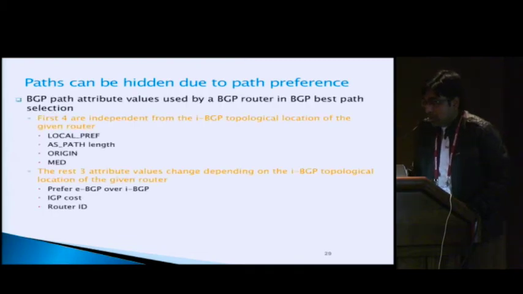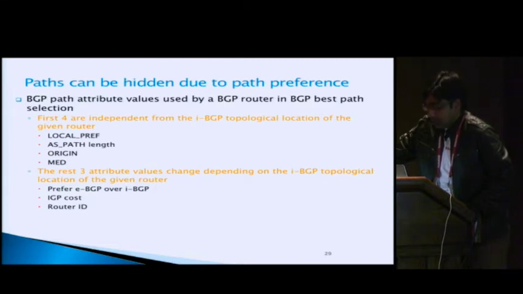The other reason for path diversity reduction can be related to the BGP attribute itself. So we know that BGP runs a best path algorithm depending on certain attributes. It processes those attributes and then finally comes up with the best path. So the first four, local preference, AS path, origin and MED, are actually considered as the topology independent parameters, which not necessarily depend on any topology of BGP.